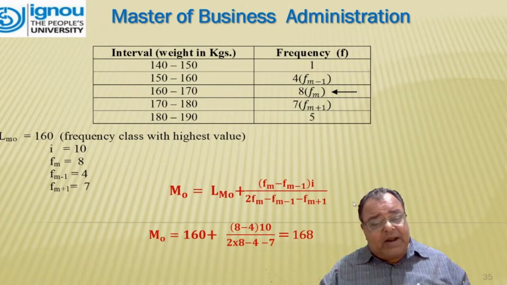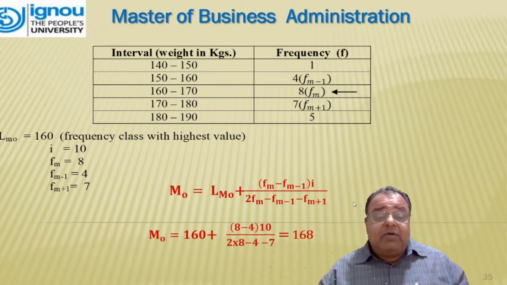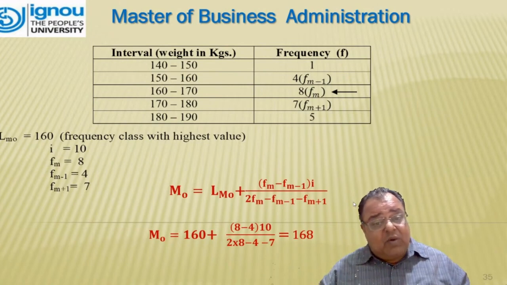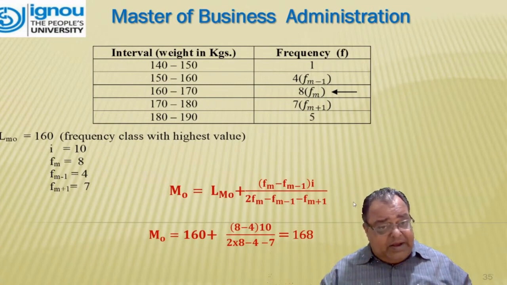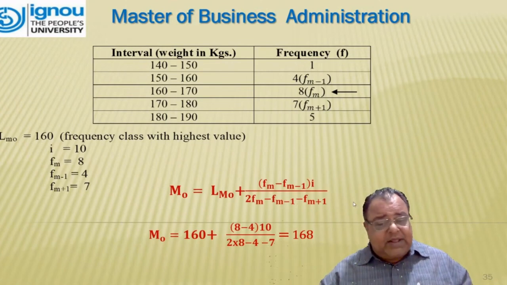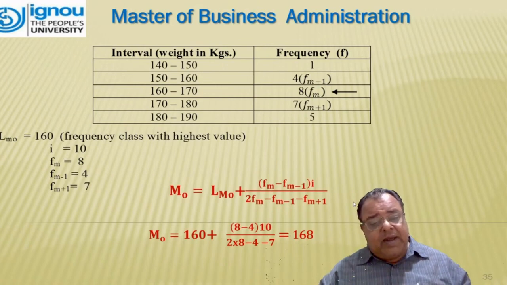Now we have to calculate L_Mo, the lowest limit of the modal class. That is 160, because our modal class is the class which contains the maximum frequency. In that case, L_Mo is 160, f_m is 8, f_{m-1} is 4, f_{m+1} is 7, and h, the class interval, is 150 minus 140, that is 10. We will put all these values in the standard formula, and we get the mode as 168 after the calculation.